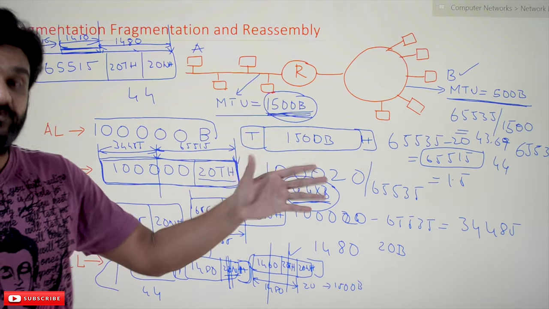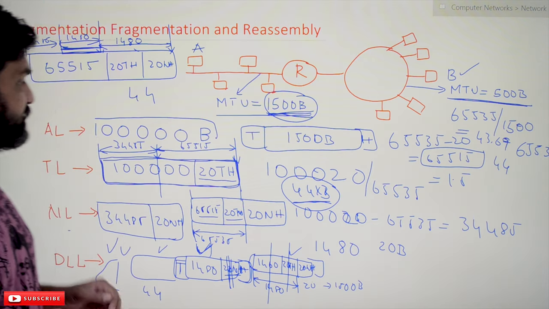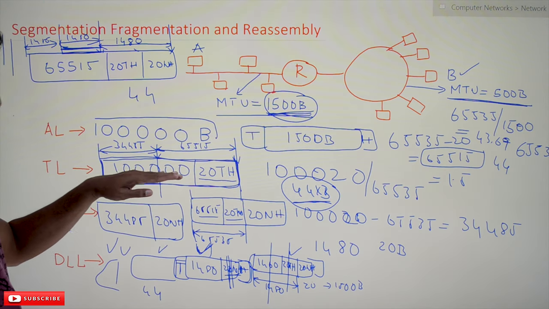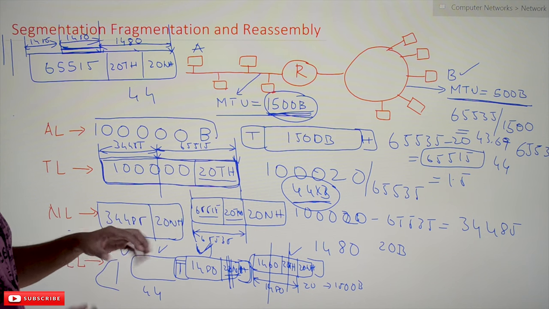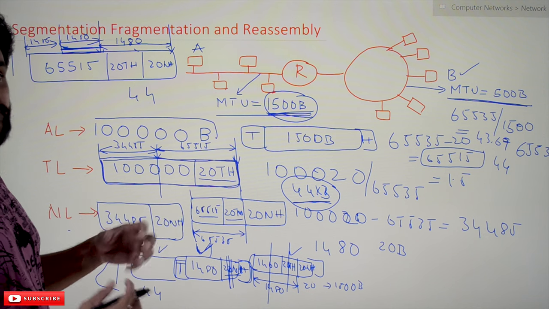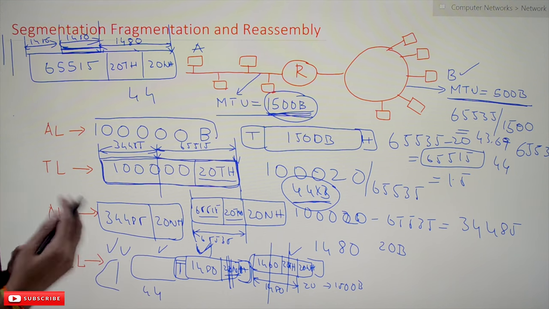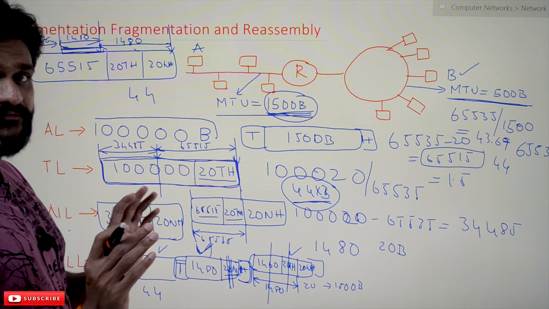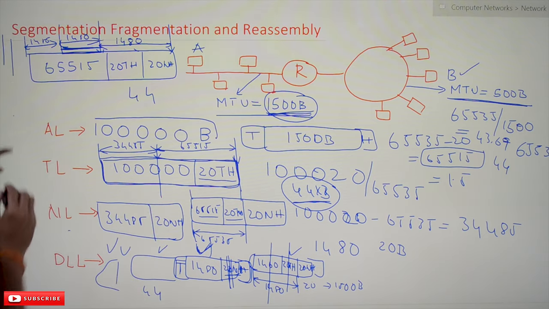Okay, and one more point to understand. We have discussed that segmentation happens at the transport layer, and after that fragmentation happens at the network layer, and to those fragments the data link header will get added. But in reality things vary a little bit, so let's try to understand how that happens in reality.